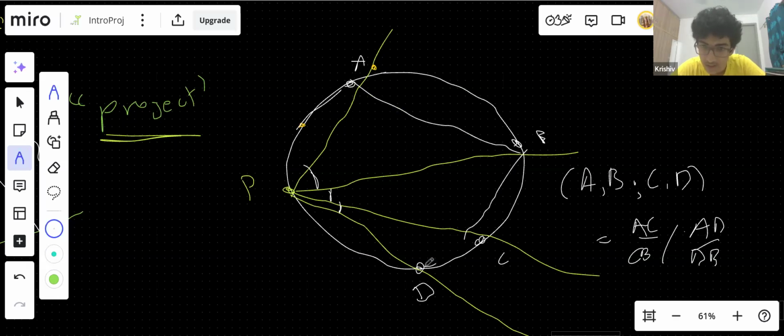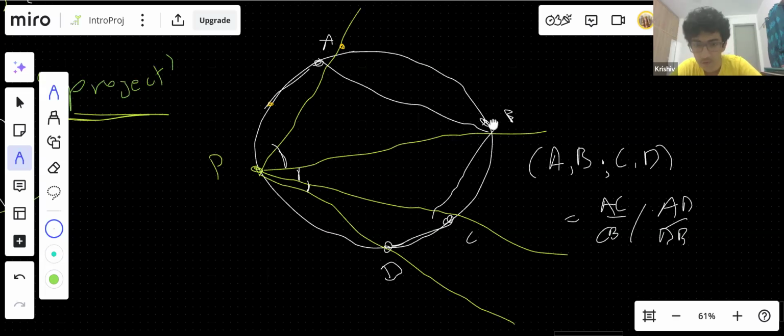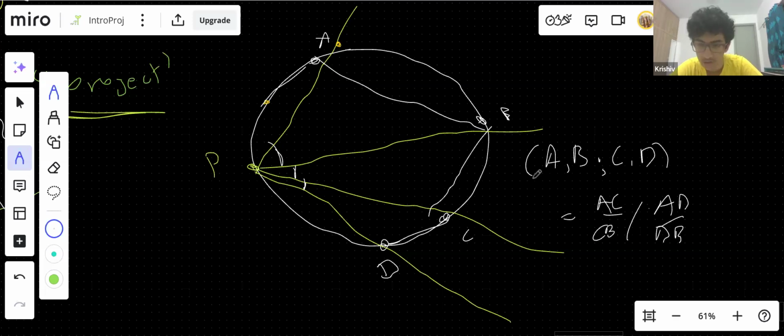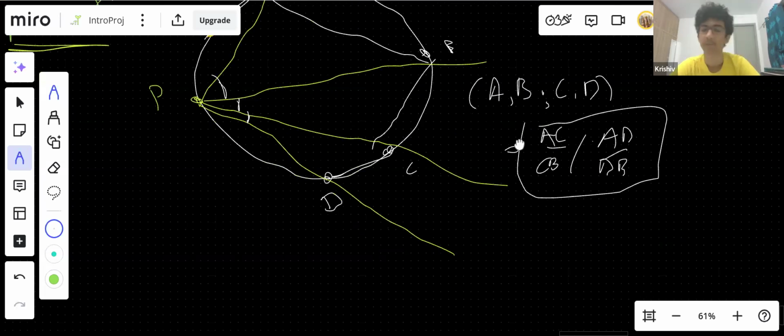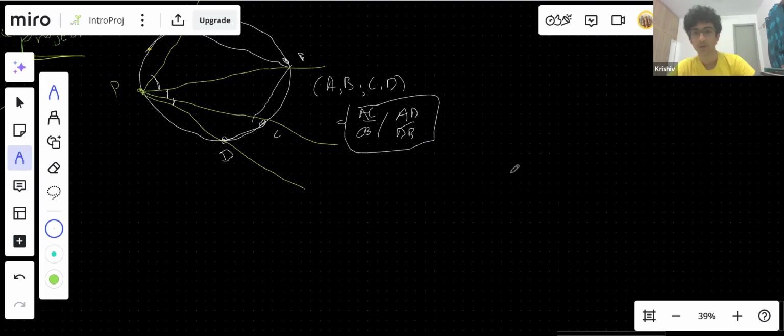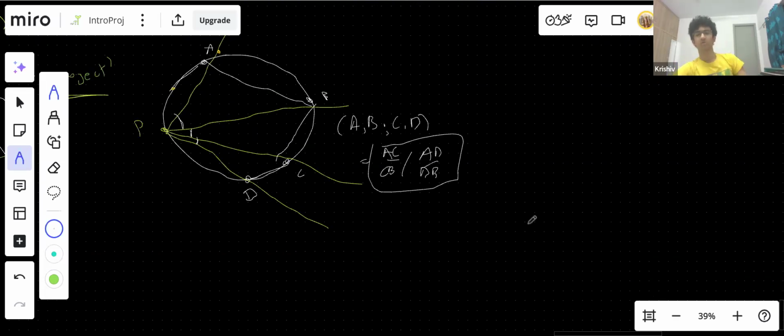So why is this? This is also because of the sine rule basically and equal angles, right? This is provable, very doable. So yeah, this cross ratio is also defined like this. Cool, very cool. So yeah, that's the cross ratio segment done.